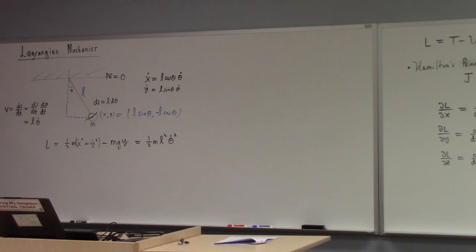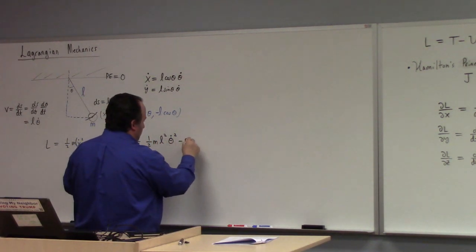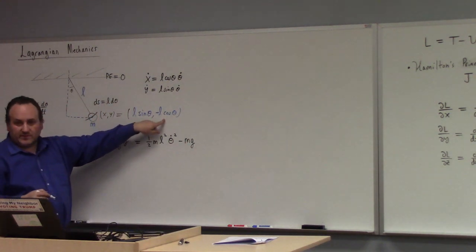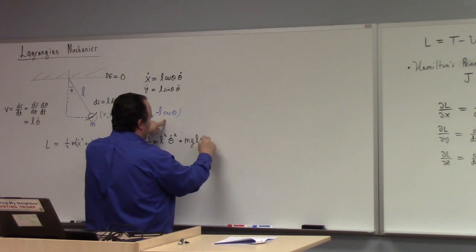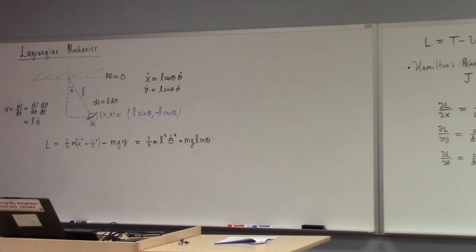So, and then of course I've got my minus mgy, which is what? Y is L cosine theta. So I get plus mgL cosine theta. So here, there's just one coordinate, the theta coordinate, right?